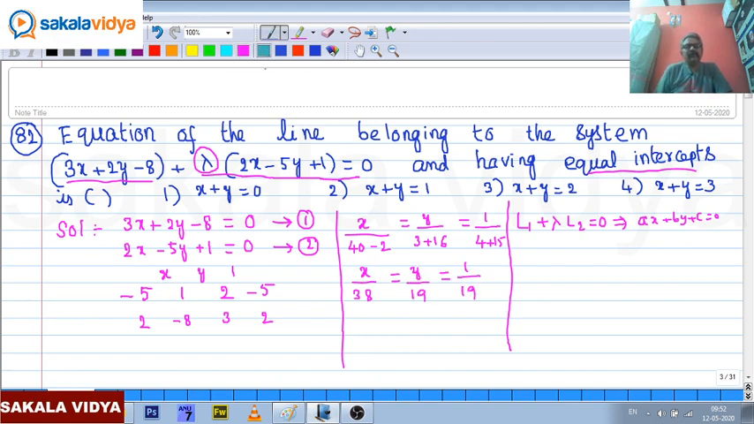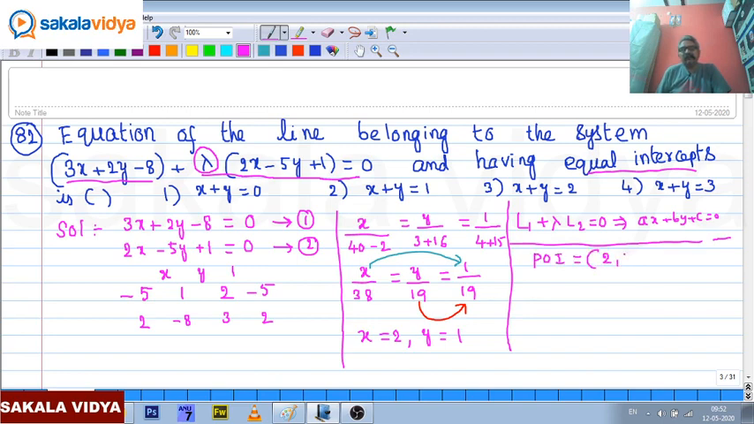Now if you equate these two, next we need to equate these two. So now we get x is equal to 38 by 19, 2, y equals to 19 by 19, 1. So therefore point of intersection equals to 2 comma 1.